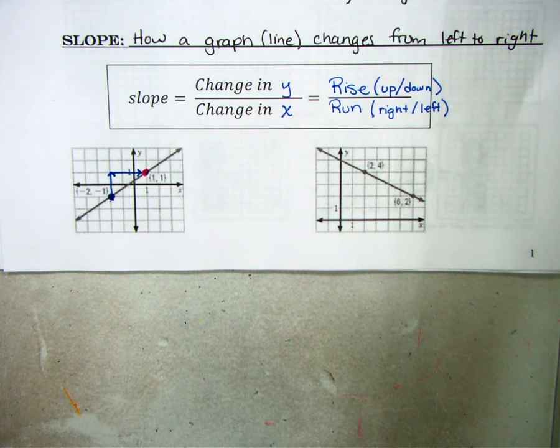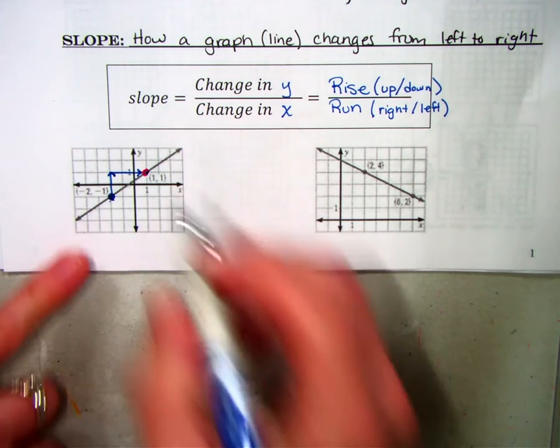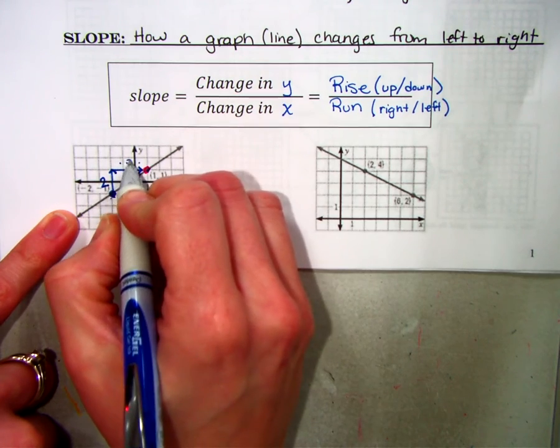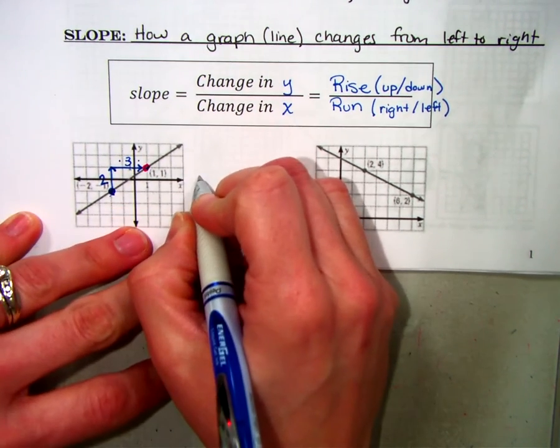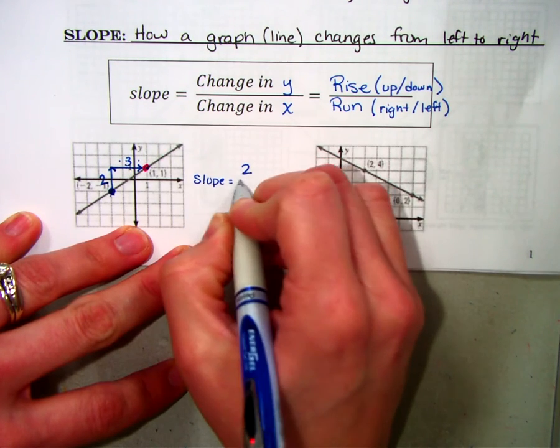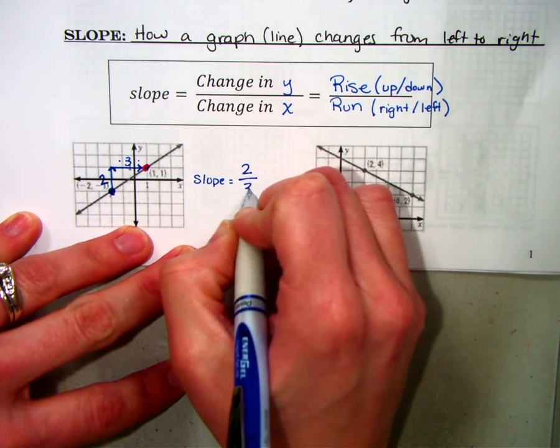Okay, how many blocks did you go up? 2. Up 2, and then how many did you go over? 3. 3. So how do we write this? We write this as slope is the up or down one first on the top of the fraction and the other one on the bottom.